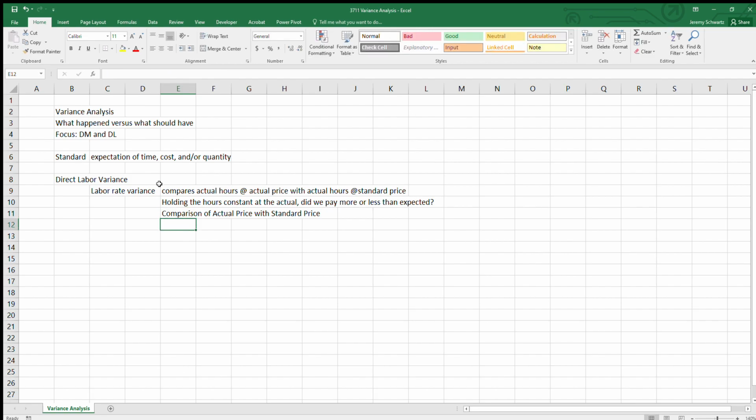It's possible that we would pay exactly what we thought, in which case there would be no labor rate variance. But it's likely that we would have some sort of difference between what was actually paid and what was standard. So if the actual price exceeds the standard price, so our actual cost exceeds the standard cost, we will have an unfavorable labor rate variance.